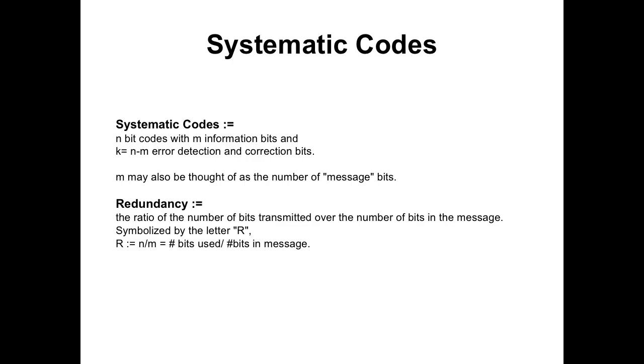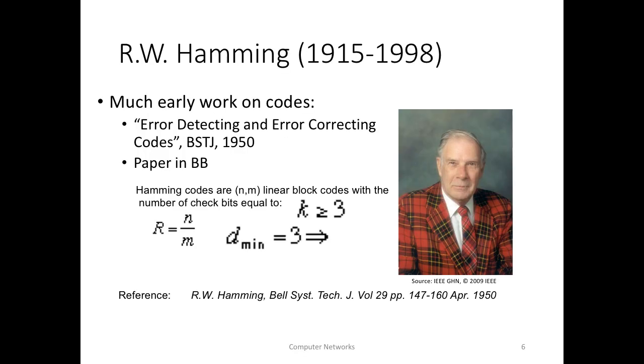And so we have what is called some sort of redundancy, that is R, which is equal to the number of bits used divided by the number of bits in the message. And so this is typically expressed as N over M, where N is the number of bits in the code word and M is the number of bits in the message. This all comes about from Hamming, who originally devised it in 1950 in the Bell System Technical Journal, which you can find a paper for reproduced in Blackboard.